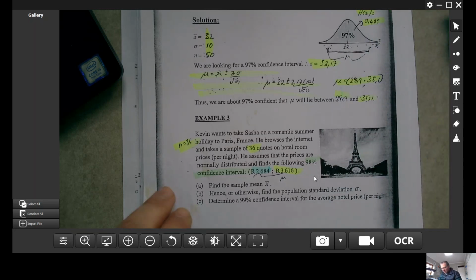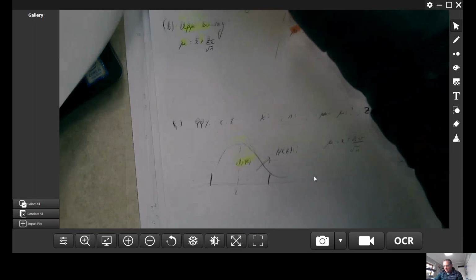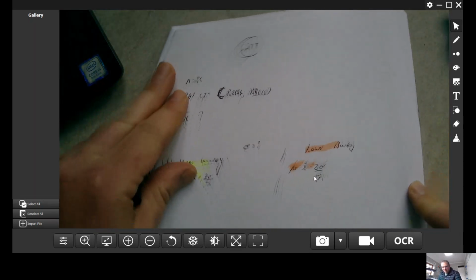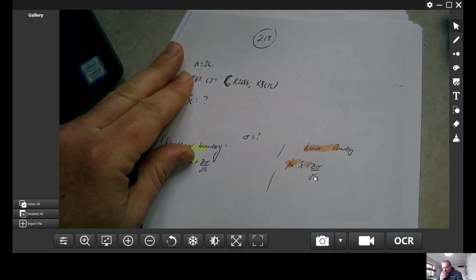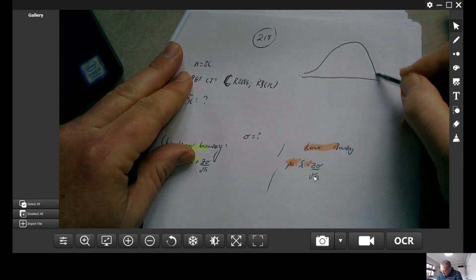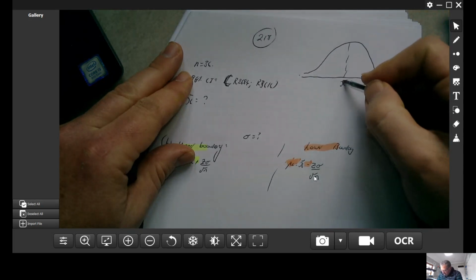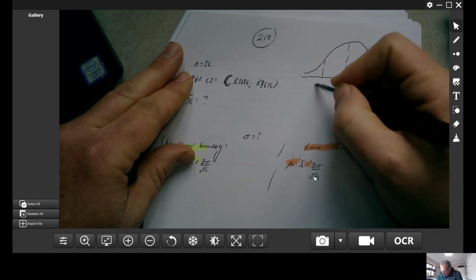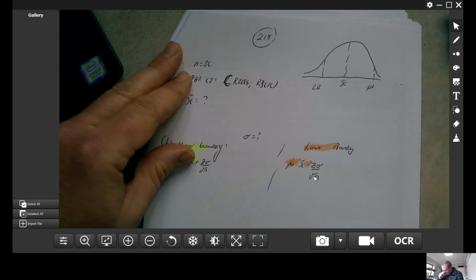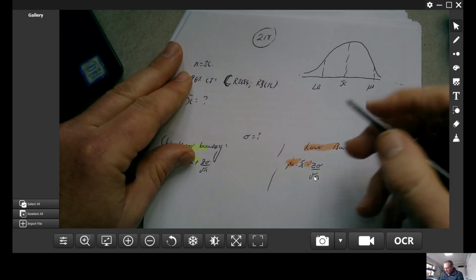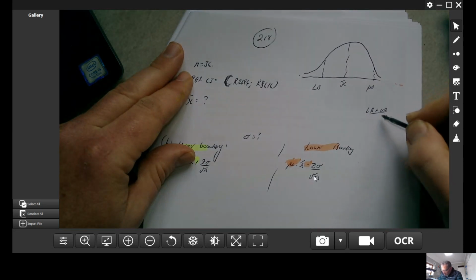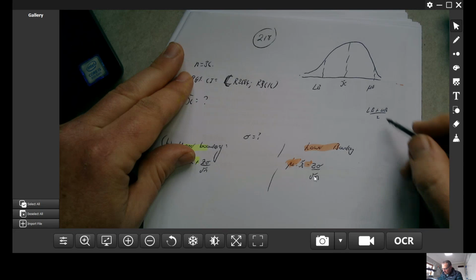First question: find the sample mean x bar. Always remember, guys, for your mu, you've got a normal distribution here, and there's your lower boundary of mu and your upper boundary of mu. Because of symmetry, you can always do a little proof: if you go lower boundary plus upper boundary divided by 2, you're going to end up with x bar.